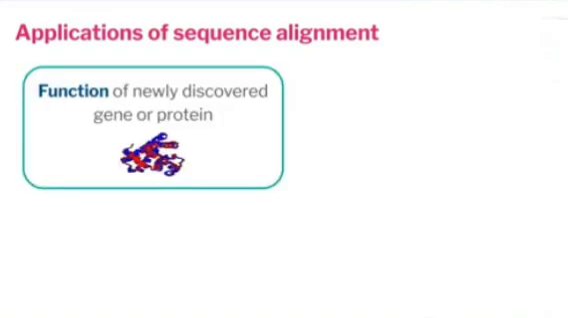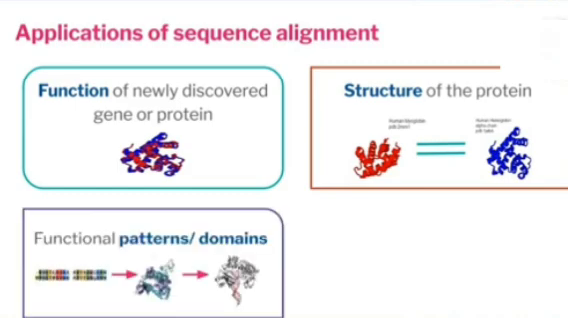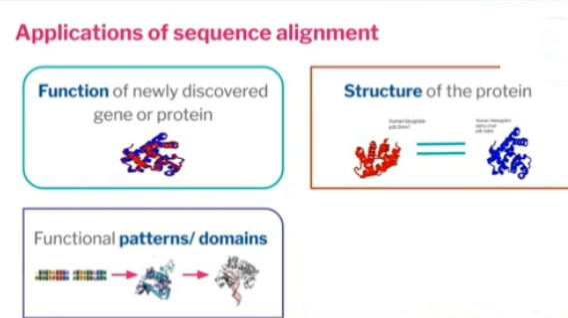The information we gather from sequence alignment can turn into various applications, such as identifying the function or structure of a newly discovered protein or gene. Based on the identical regions, a set of functional patterns and domains can be identified. A great example for this would be our genomes.